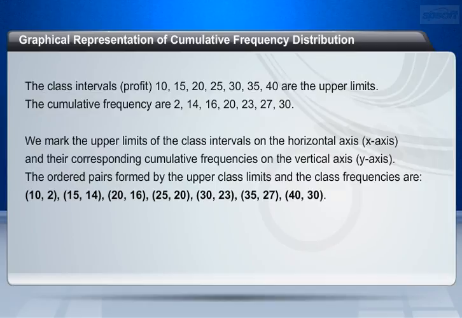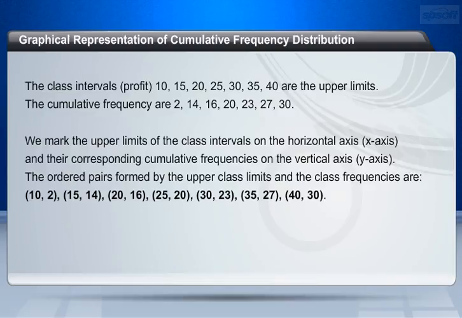The cumulative frequencies are 2, 14, 16, 20, 23, 27, 30. We mark the upper limits of the class intervals on the horizontal axis, that is, the x-axis, and their corresponding cumulative frequencies on the vertical axis, that is, the y-axis. The ordered pairs formed by the upper class limits and the cumulative frequencies are as follows: 10, 2, 15, 14, 20, 16, 25, 20, 30, 23, 35, 27, 40, 30.